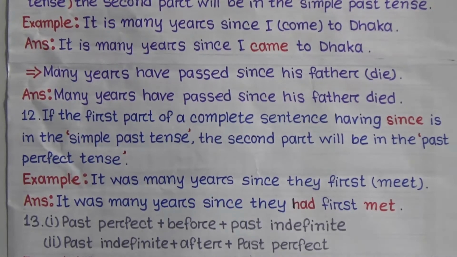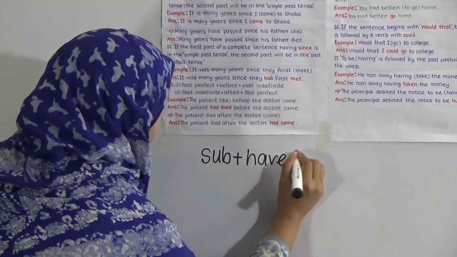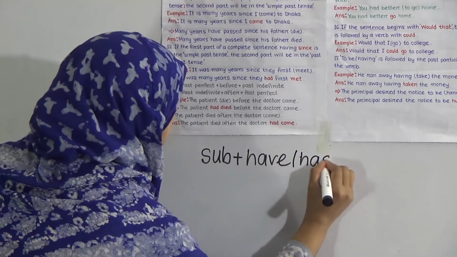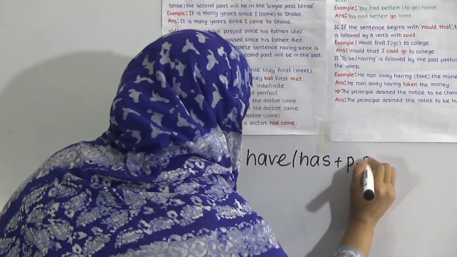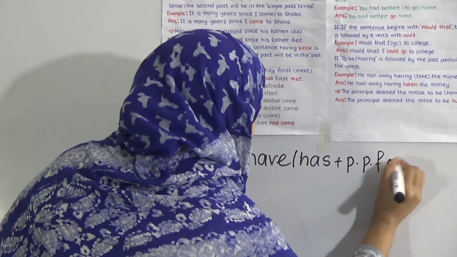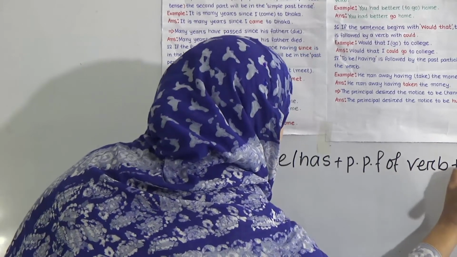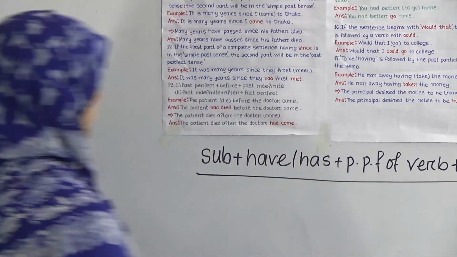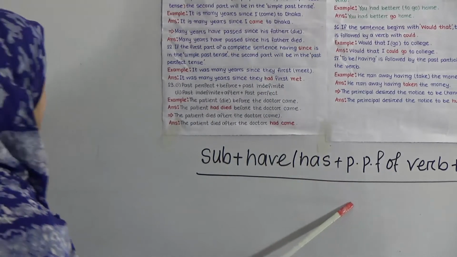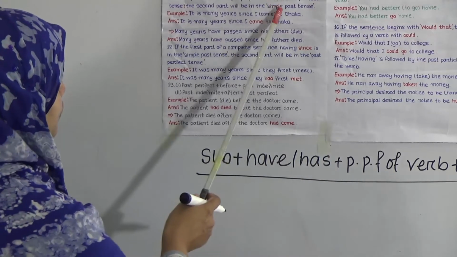subject plus have or has, then past participle form of the verb, then object. So this is the structure of present perfect tense. We have elaborately discussed this when it was the class of tense. So you know the structure.